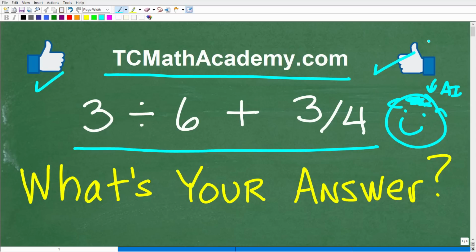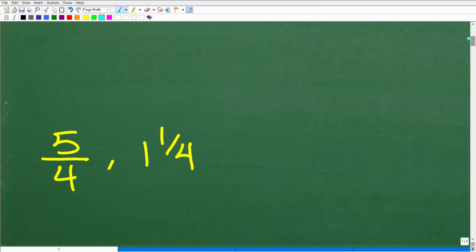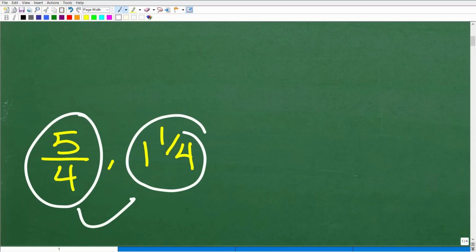Okay, so pretty straightforward problem. 3 divided by 6 plus 3/4. What is the answer? Let's go and take a look at it right now. So there's basically two versions of this answer. They're both equivalent. So hopefully you have one answer or the other. So the correct answer would be 5/4, 5 over 4, or you can write this improper fraction as a mixed number fraction, 1 and 1/4. But either one of these answers would be correct.